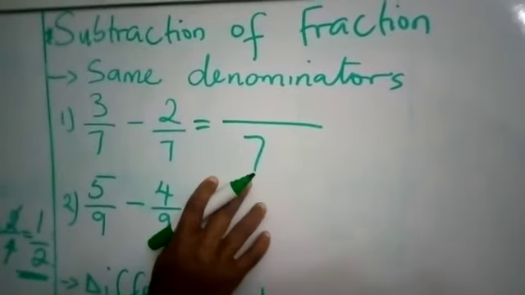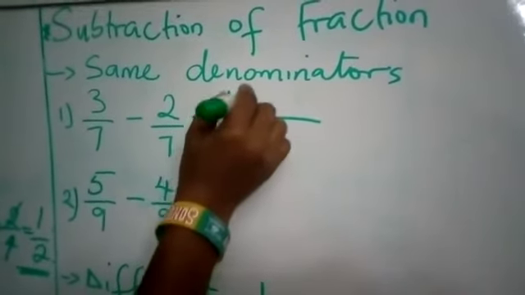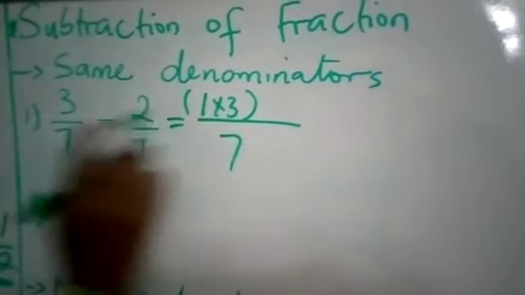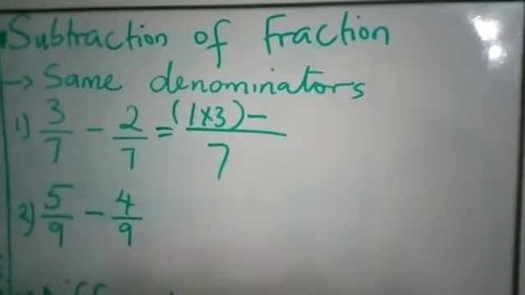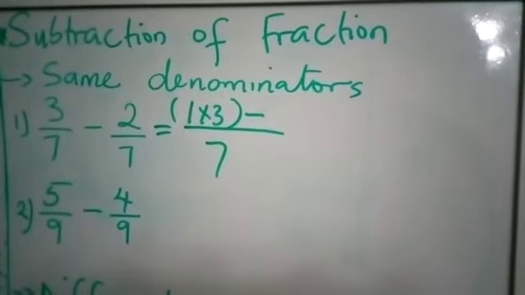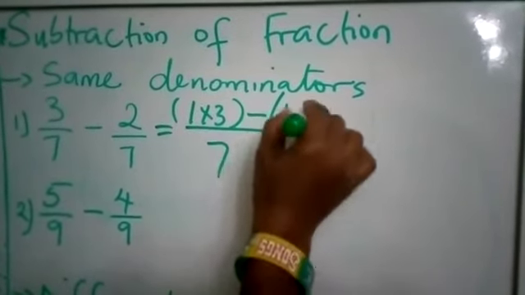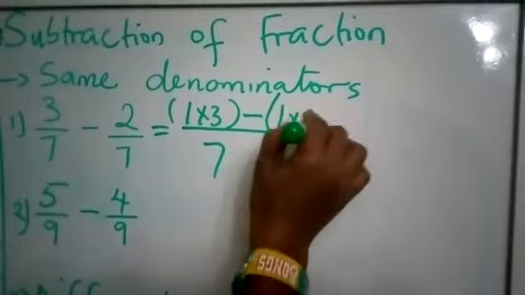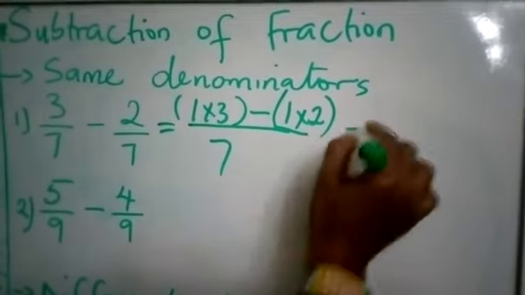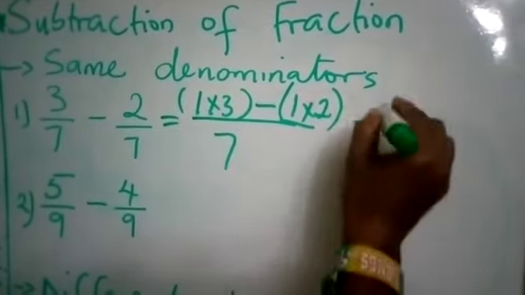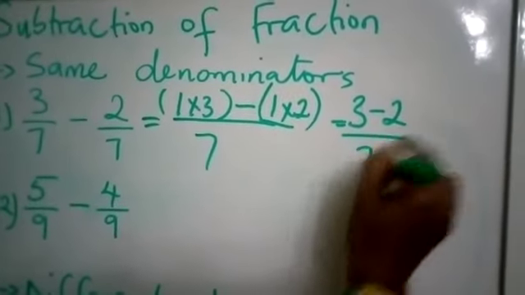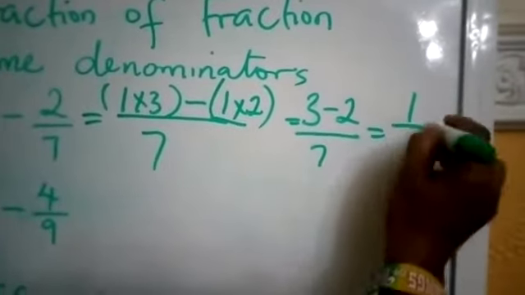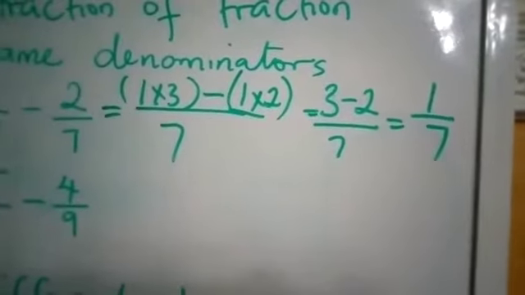7 into 7 will give us 1 times 3. Remember, the 3 is the numerator. 7 into 7 is 1 times 2. So that's going to give us 1 times this will give us 3 minus 2 all over 7, 1 over 7. All right.